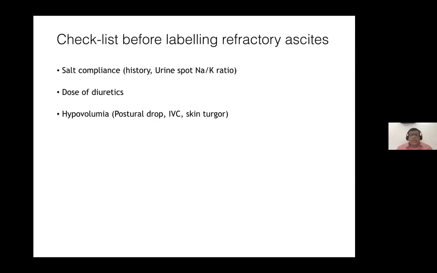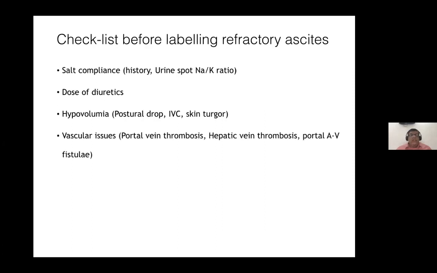Third is look for hypovolemia. Look for postural drop, IVC, skin turgor. Very often you have not asked the patient to restrict their water intake, but somebody in the family or some other doctor or family physician has advised them not to drink water. And in the summers, he is still drinking 1 liter of water. And that is what is causing hypovolemia, AKI, and that is what is leading to refractoriness of the ascites.